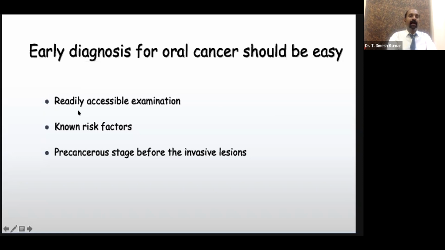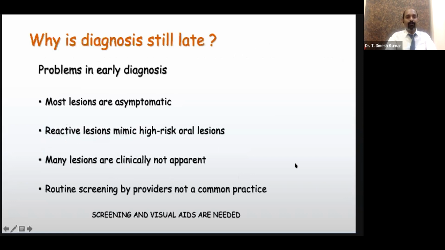And of course, because it is also associated with known risk factors, you ask the patient, there is a lesion, you ask the patient whether he uses tobacco, then you can correlate. Then you think, yes, this might be oral squamous cell carcinoma, and a precancerous stage before all these invasive lesions. But in spite of all of this, the diagnosis is still late.